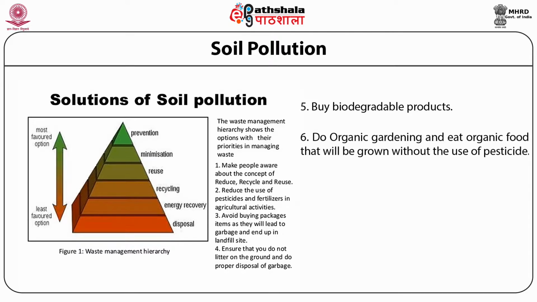Then do organic gardening and eat organic food that will be grown without the use of pesticides. And the last one is to create a dumping ground away from the residential area, which is the least favorable option to control soil pollution.